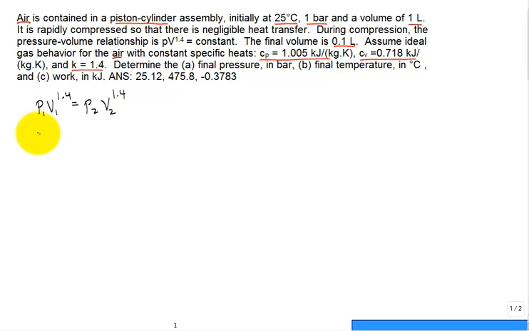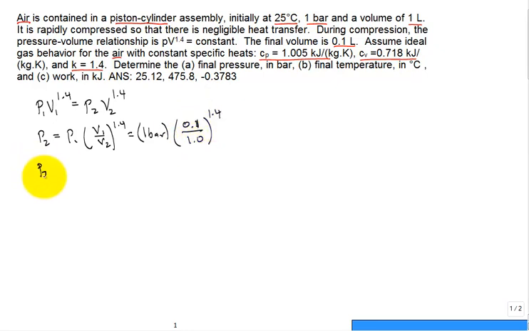So if we're interested in solving for the final pressure, it's the initial pressure times the initial volume over the final volume to the 1.4. Substitute numbers. We have 1 bar, and then V1 over V2, where V2 is 0.1 and V1 is 1.0. The liters cancel, all to the 1.4. And when you run the number, P2 comes in at 25.12 bar. So that's the answer for part A.